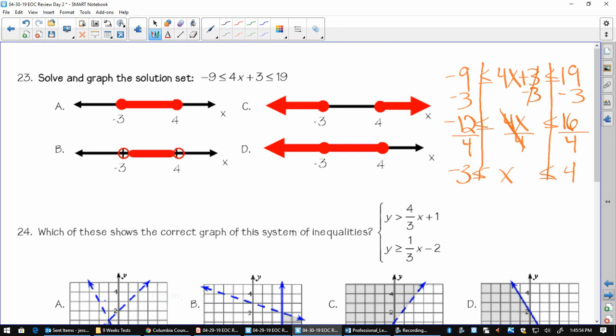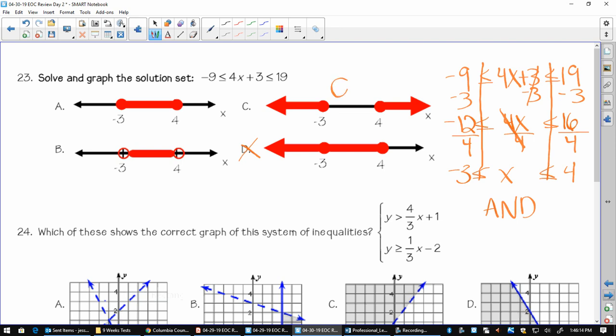We've never done anything that looked like that. D is definitely not our answer. Then remember when we did compound inequalities, we had and/or inequalities. This is an example of an and. X is between -3 and 4.